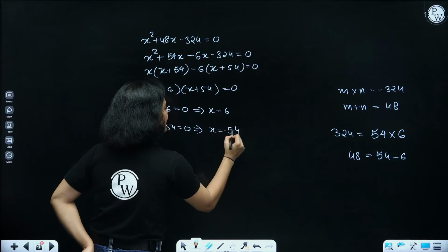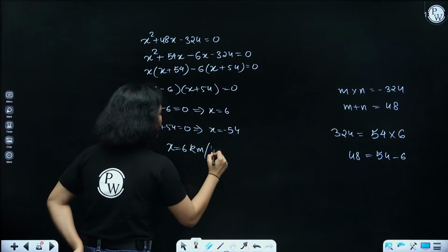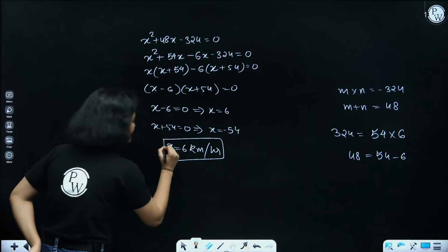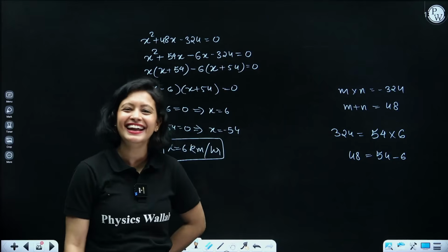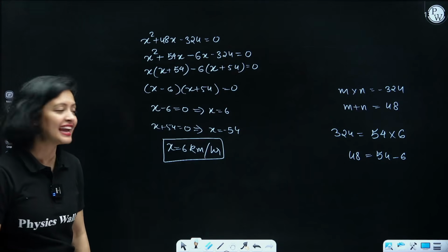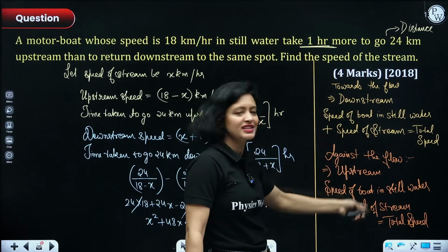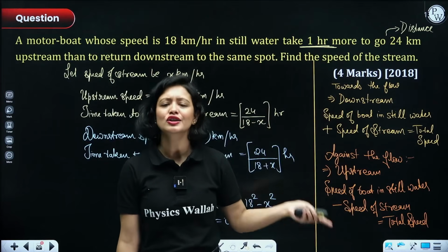So which is the correct answer, guys? Obviously x is equal to 6 because the speed of the stream cannot be negative. It has to be positive, right? So 6 km/h is the answer. Okay? So please remember, in this type of questions you should know this, and this is not very hard to get, right? So please understand this.